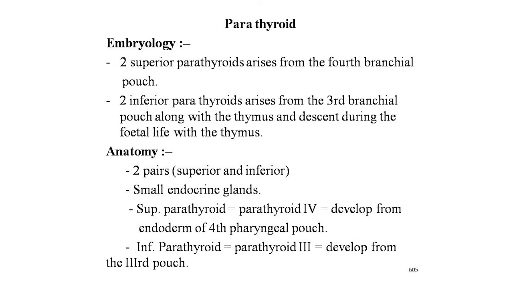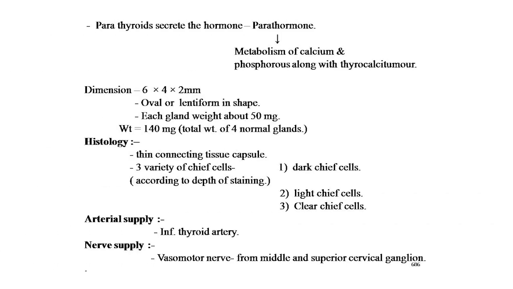They are small endocrine glands. The superior parathyroid, parathyroid IV, develops from the endoderm of the 4th pharyngeal pouch, and the inferior parathyroid, parathyroid 3, develops from the 3rd pouch. The parathyroid secretes the hormone parathormone, which regulates the metabolism of calcium and phosphorus along with thyrocalcitonin. Dimensions are 6 by 4 by 2 mm, oval and lentiform in shape. Each gland weighs about 40 to 50 milligrams. Total weight of the 4 normal glands is 140 milligrams.